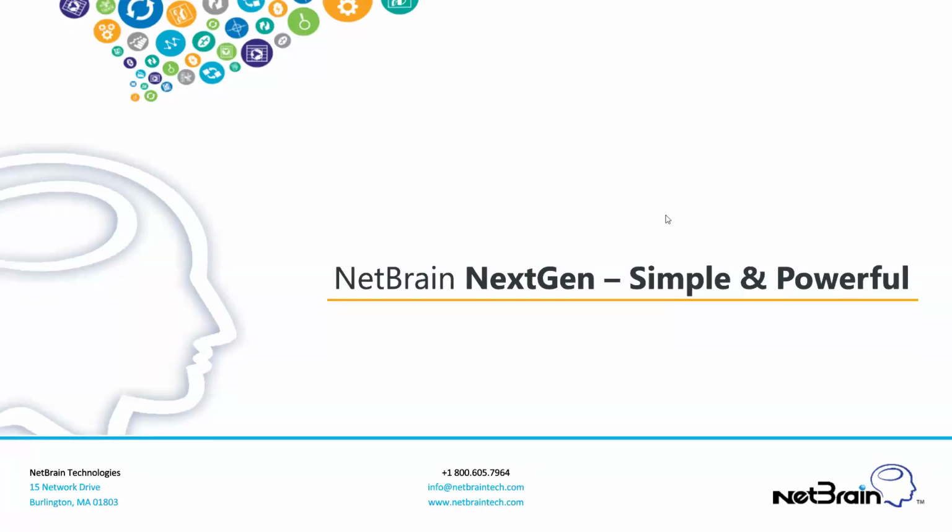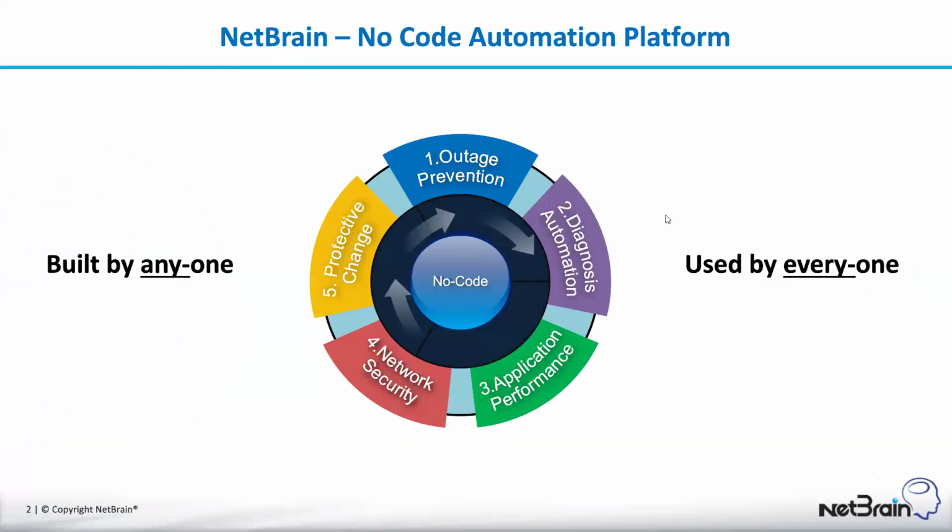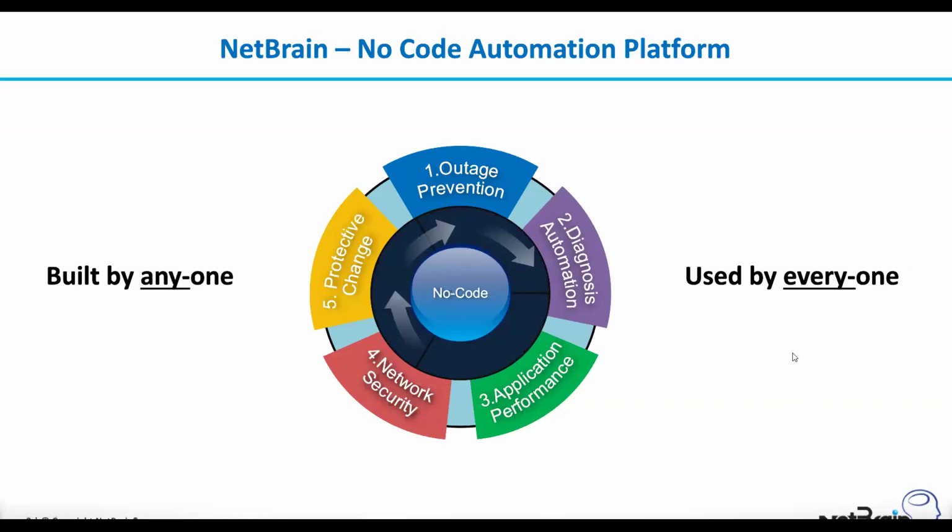How we do that is by creating the best and easiest to use automation library in your network environment. These automations can be used for things like outage prevention, diagnosis automation, application assurance, network security, and protective change. For today's demonstration, we're going to be talking about application performance primarily. However, I do encourage you to check out the other bi-weekly webinars that we do have to explore the other capabilities in this series.